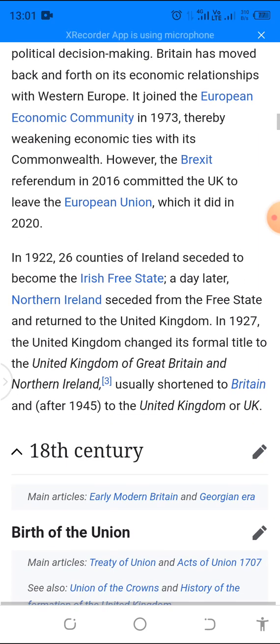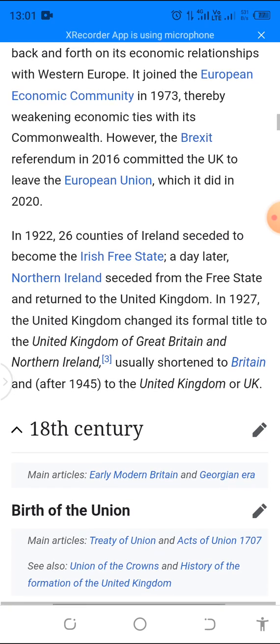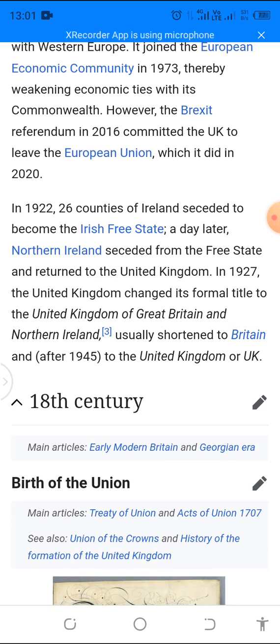In 1922, 26 counties of Ireland seceded to become the Irish Free State. A day later, Northern Ireland seceded from the Free State and returned to the United Kingdom. In 1927, the United Kingdom changed its formal title to United Kingdom of Great Britain and Northern Ireland, usually shortened to Britain, and after 1945 to United Kingdom or UK.